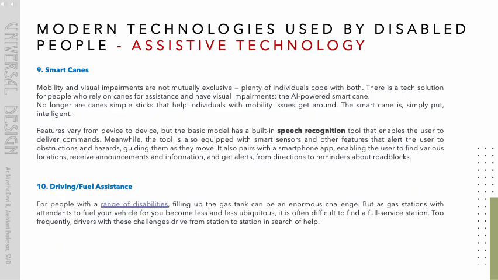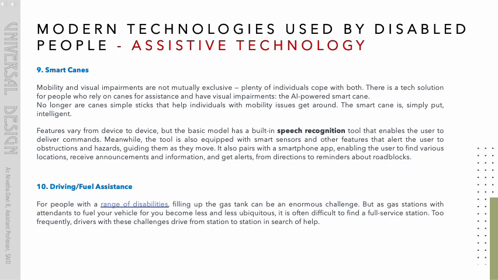9. Smart canes. Mobility and visual impairments are not mutually exclusive. Plenty of individuals cope with both. There is a tech solution for people who rely on canes for assistance and have visual impairments, the AI-powered Smart Cane. No longer are canes simple sticks that help individuals with mobility issues get around. The Smart Cane is, simply put, intelligent.